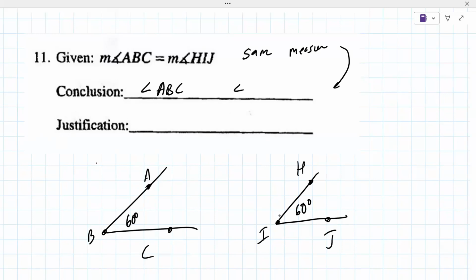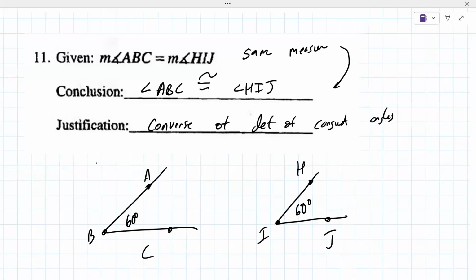If they have the same measure, then they're congruent. Then they're congruent, yes. It's really odd that you have to say this, but that's what you have to do in geometry. So measure of angle ABC, measure of angle HIJ. The angles are congruent. So normally you're given that the angles are congruent and that they're the same measure. Now, since we're going backwards, it's a converse of definition of congruent angle.